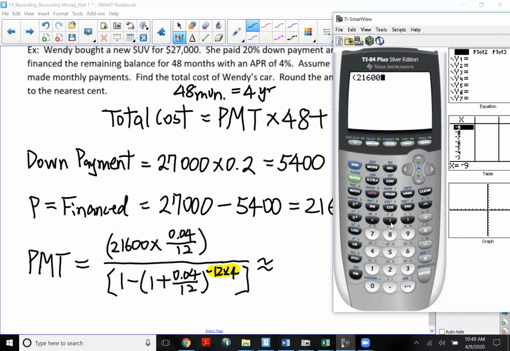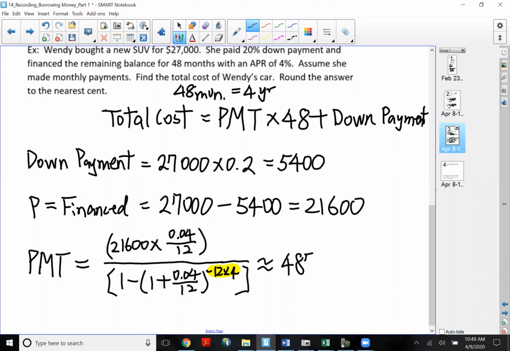$21,600 times 0.04 divided by 12, close parenthesis, divided by open parenthesis, which is open this bracket, 1 minus open parenthesis, 1 plus 0.04 divided by 12, close parenthesis. For the 0.04 divided by 12 and caret key, exponent raised to the negative 48 power and close the brackets. So let's go ahead and round this. $487.71. All right, this is what her monthly payment is going to be.